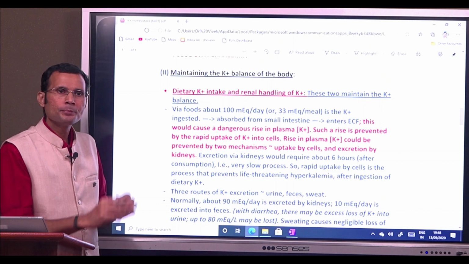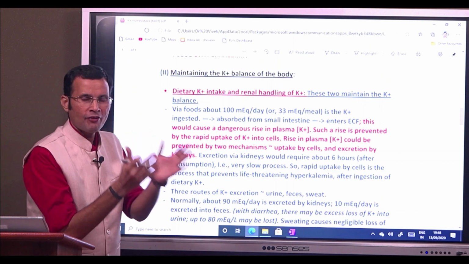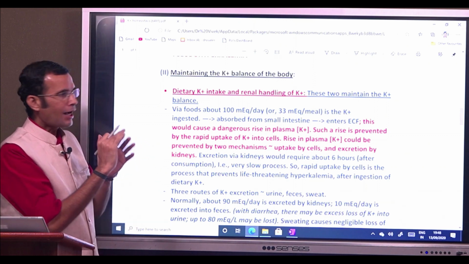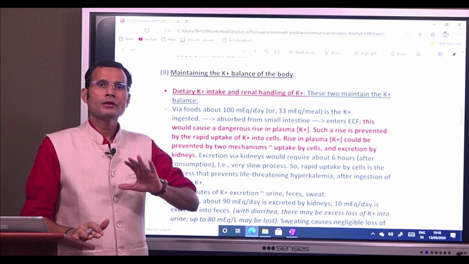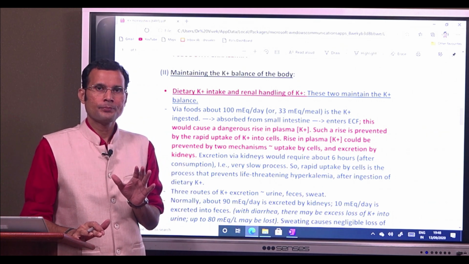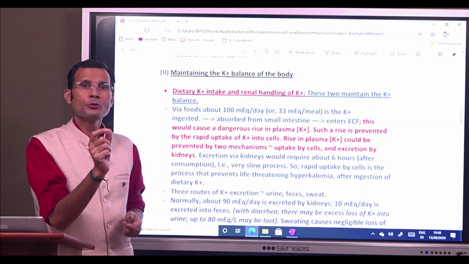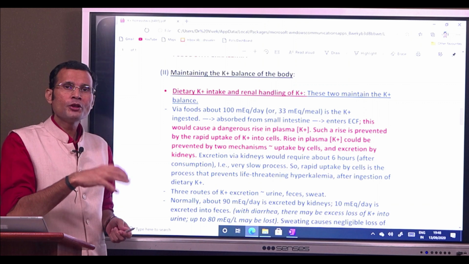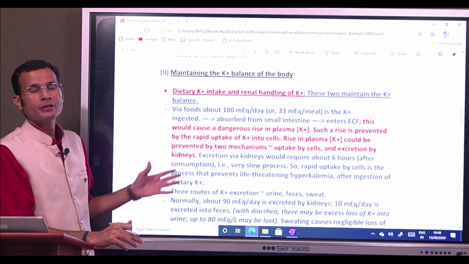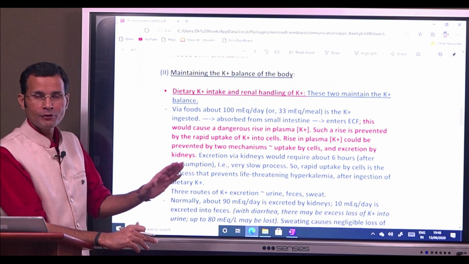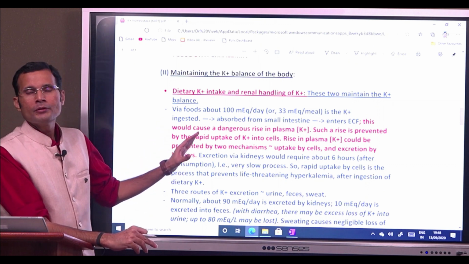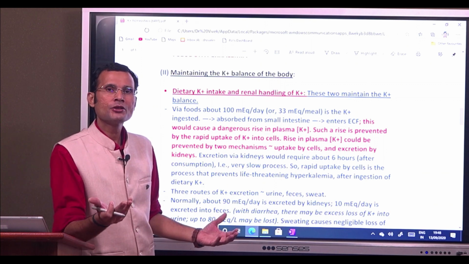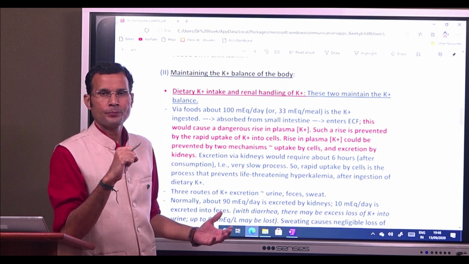I have already mentioned the first important point in that. How does the body regulate the whole body's potassium? We are not only now looking at the ECF versus ICF potassium or just the plasma potassium. We are talking of the whole body potassium. How is that balance maintained or a level maintained? I mentioned it already. Renal handling of potassium is balanced with the dietary intake of potassium.